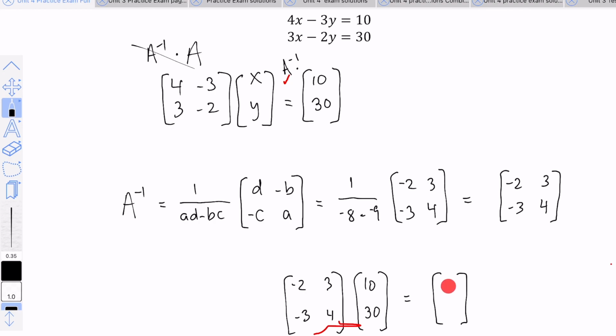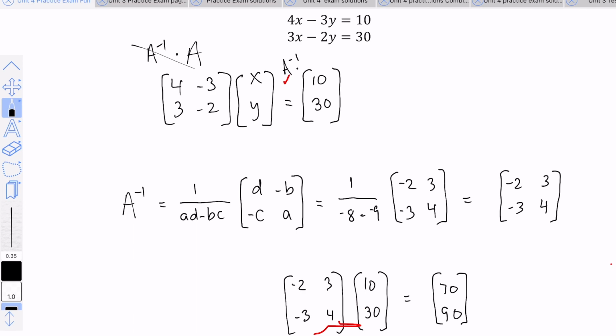So this top entry is row 1, column 1, so I need row 1, column 1. So it's going to make -20 from those two values, and then 3 times 30 is 90, so -20 plus 90 is 70. And then this entry is row 2, column 1, so I have row 2, column 1. So this is going to make here -30 times 10 is -30, and then this is 120. So -30 plus 120 is 90.